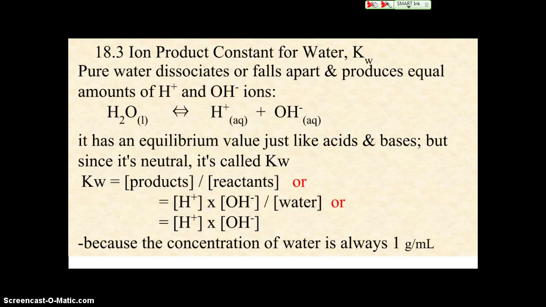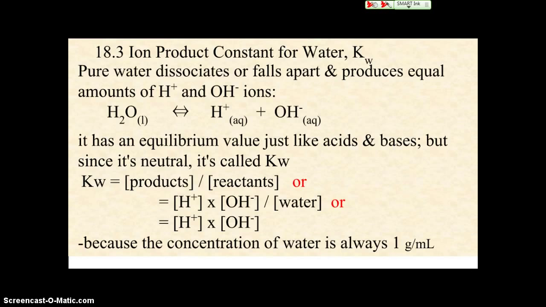When we start out looking at 18.3, we're looking at the idea that water can fall apart all by itself. It doesn't have to have an acid or a base in it to fall apart. And when just pure water falls apart, you're going to get one H plus ion and one OH minus ion. And it's going to have an equilibrium value just like the acids and bases do, but instead of calling it Ka or Kb, we're going to call it Kw since it's water and it's neutral.